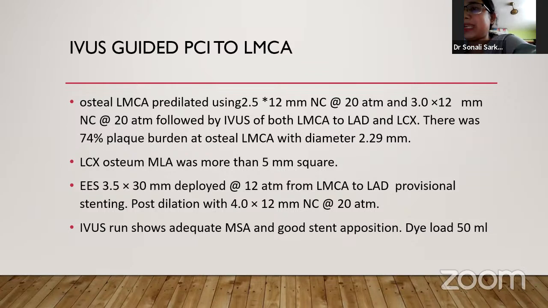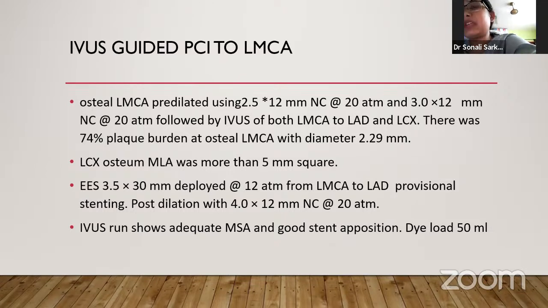at 20 atm. Even from the angiography, it was apparent that there was some dog boning of the NC balloon, even at 20 atm. So we used a larger diameter NC balloon, 3 into 12 millimeter at 20 atm.